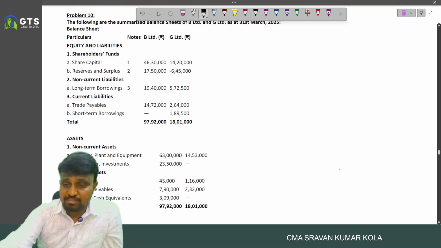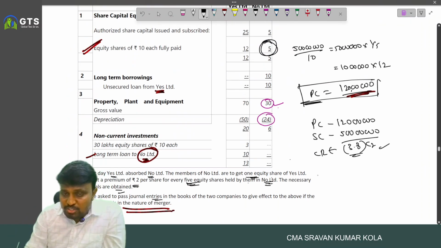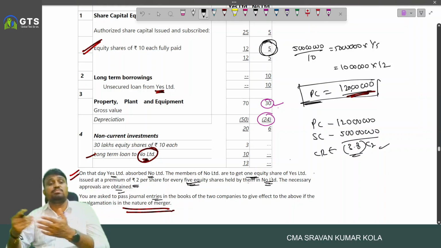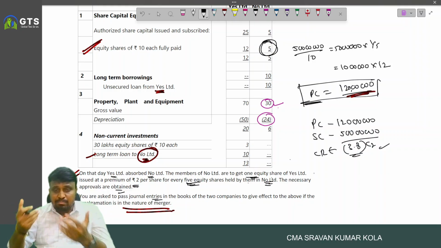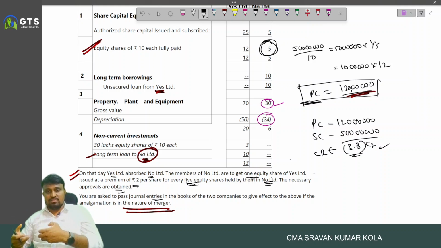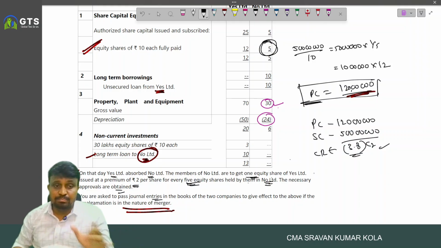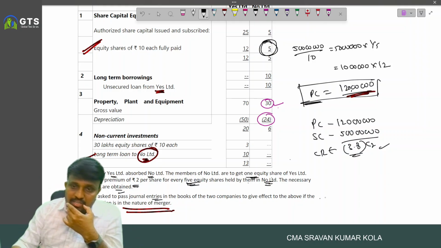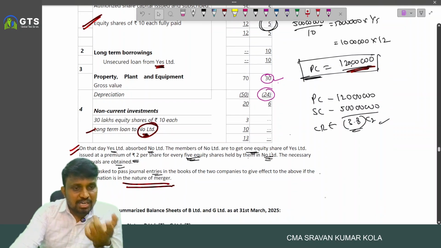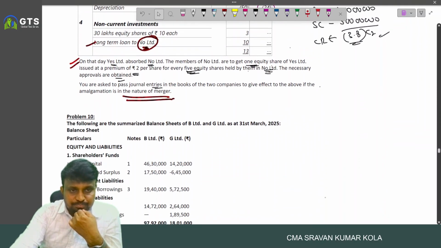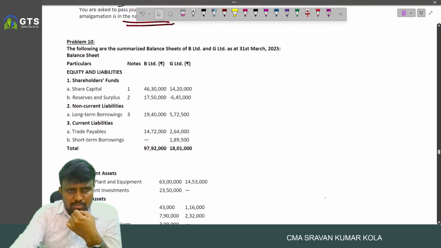So the only difference here is if it is a purchase, reserves and surplus are not transferred. If it is a merger, reserves and surplus are transferred. And the difference is nothing but reserves and surplus. Okay. So these are the entries in the books of transferor and in the books of transferee. Next, coming to the problem.